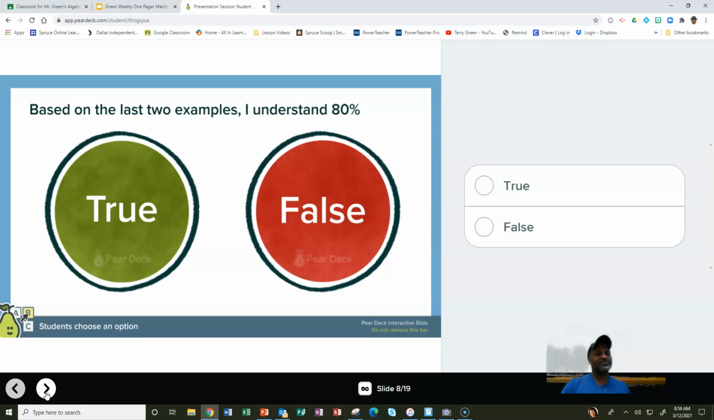So, based upon those examples, indicate on this slide how well you understand. Give me a true or false. Are you at 80%? Maybe not 100%. If you're at 80% or above, give me a true. If you still think you need some more help, then give me a false.